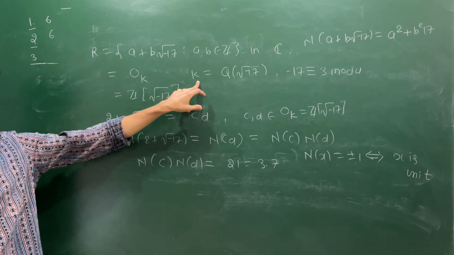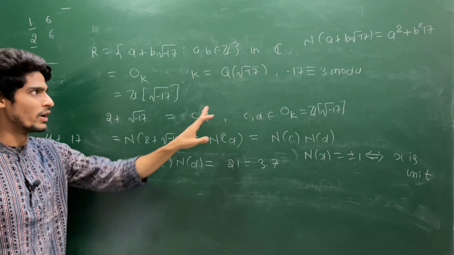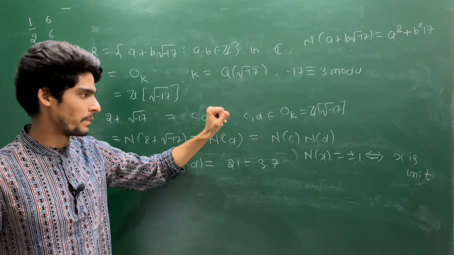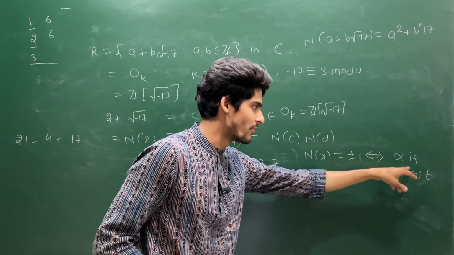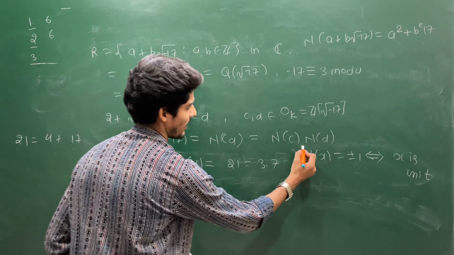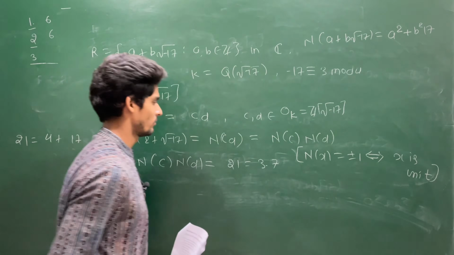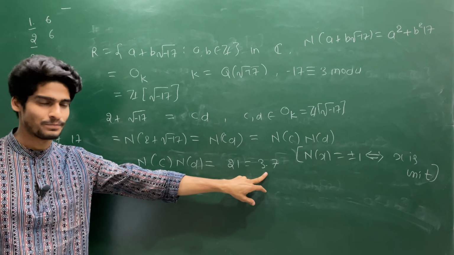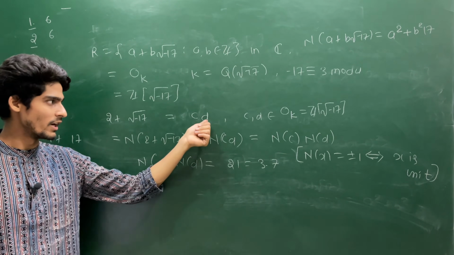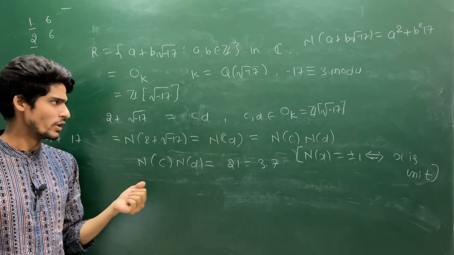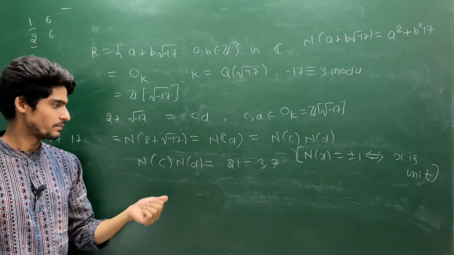Number field is the standard name for K if you are aware of algebraic number theory. So norm of x is plus minus 1 if and only if x is a unit. This is a simple fact you can prove. So norm of C into norm of D is 3 into 7, and we are looking for a non-trivial factorization of this. Non-trivial means in the sense of unit.